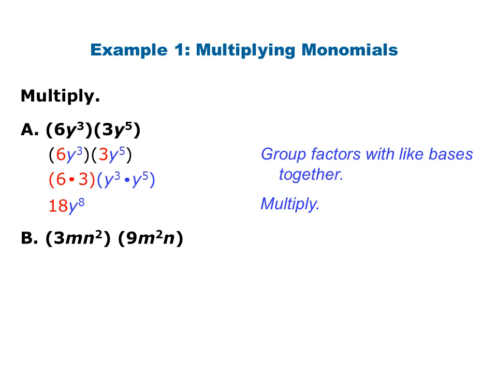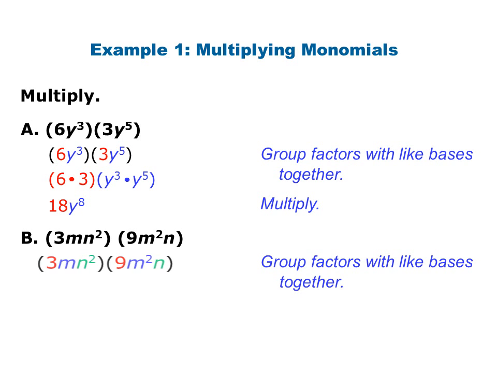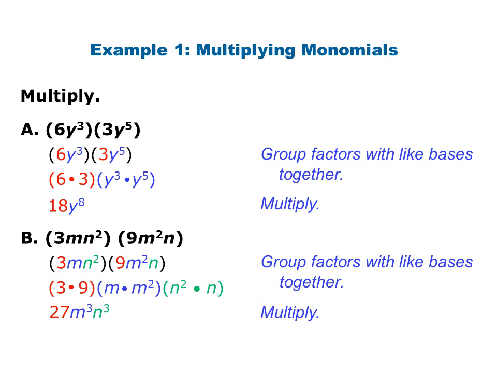Second one, the same thing. We multiply 3 times 9, and then we multiply m times m squared, and then n squared times n. Add the exponent. Very simple, remember? Here's the answer, 27m cubed n cubed. These are the same part.